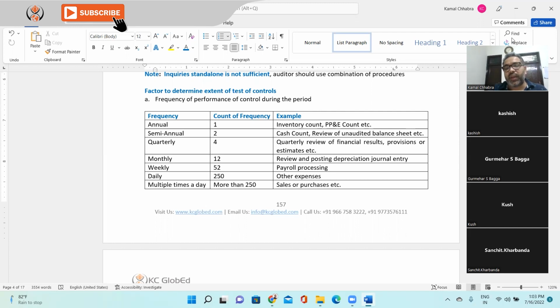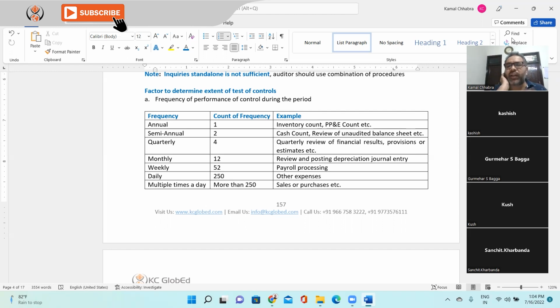Daily controls are those happening more than 52 times in a year, but less than 250 times. That can be other expenses, like travel expense, hotel, lodging, boarding expense, internet, rent, telephone, those kinds of expenditure, right? It comes under the daily frequency. And any control which is happening more than 250 times in a year is called multiple times a day.